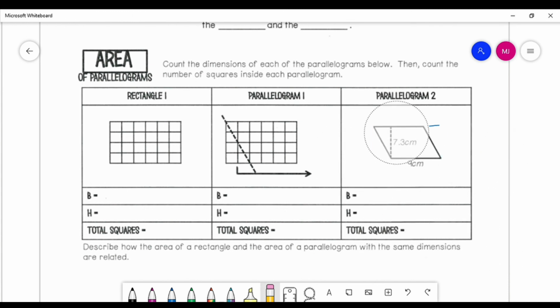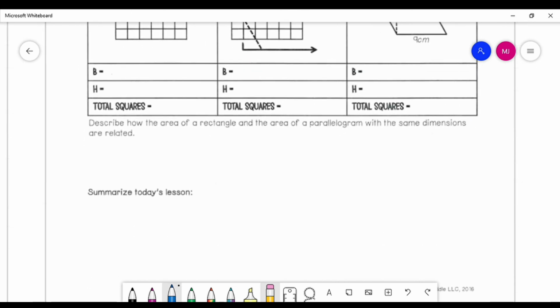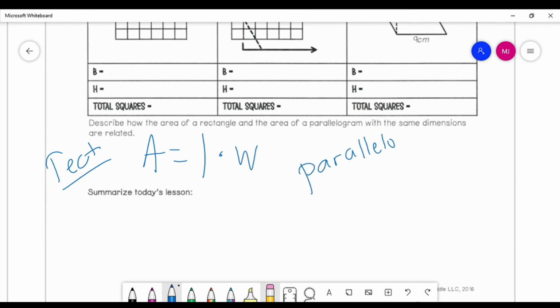All of them were labeled centimeters. This one was. These two are just units. So we're going to summarize. So area for a rectangle is length times width. If it's a parallelogram, it's base times height. Write those down.